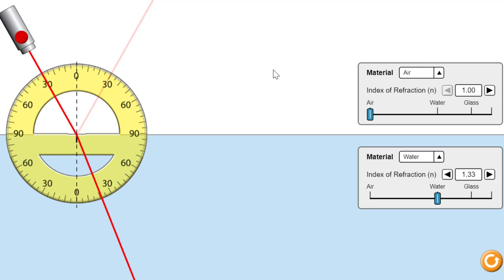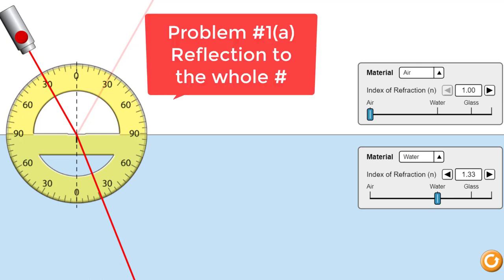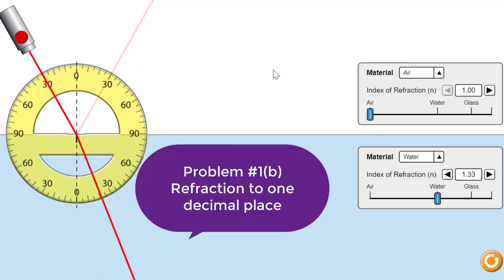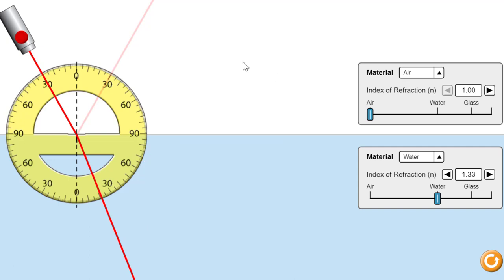So problem 1A is, what angle is it reflected at? And problem 1B is, what angle is it refracted at? Problem A is to the nearest whole number, and problem B is to 1 decimal place. So that's problem number 1.